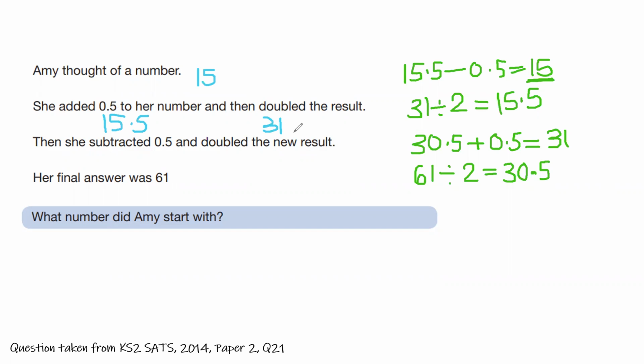And you can probably use a calculator for this. I'm fairly sure you can use a calculator for this question, which just makes it a little bit easier. Then she's taken away 0.5. So if we take away 0.5 from 31, we're going to end up with 30.5. And then the last step, she's doubled this result. So if we double this, we're going to end up with 61. Our final answer was 61. So yes, we've definitely made sure we've done the maths.